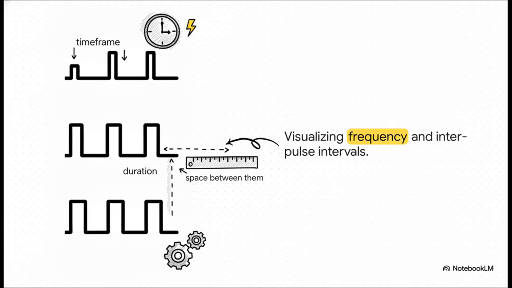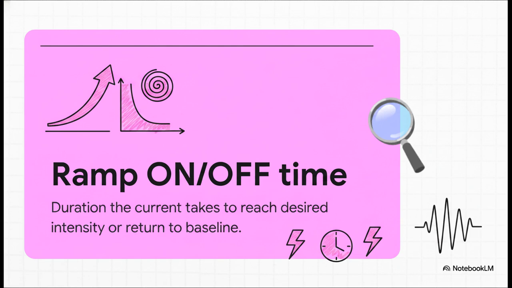Notice on the diagram how, as the impulses get longer or more frequent, the blank space between them naturally shrinks. So, if you increase the pulse duration, you absolutely have to dial back the frequency to maintain that crucial resting period we just talked about. Finally, we have ramp time. This determines that gradual slope we were looking at earlier.